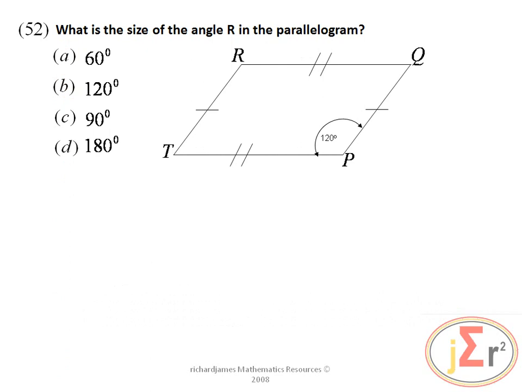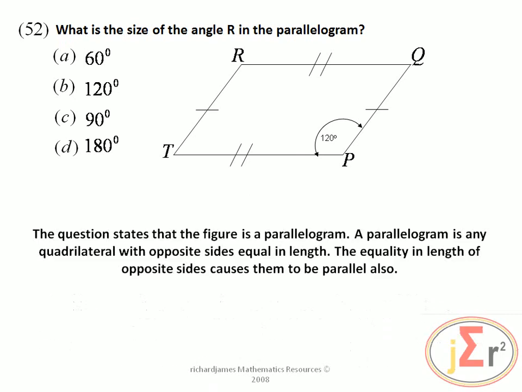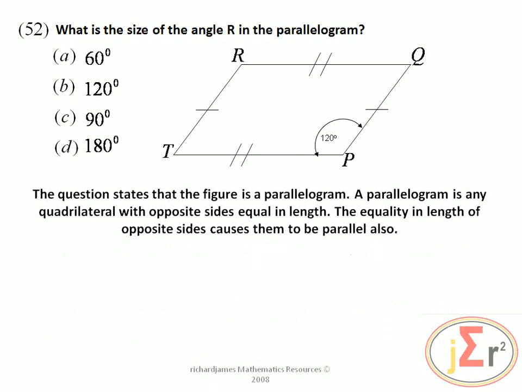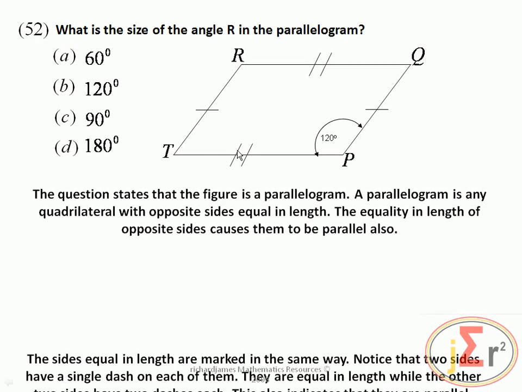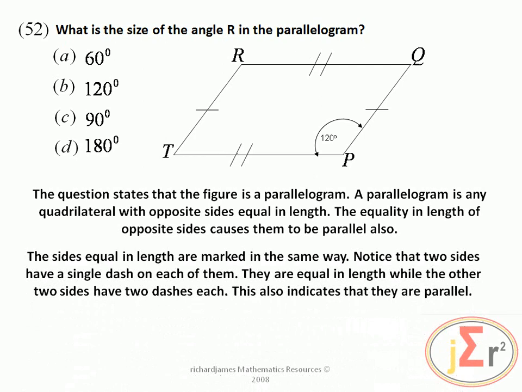What is the size of the angle R in the parallelogram? The question states that the figure is a parallelogram. A parallelogram is any quadrilateral with opposite sides equal in length. The equality in length of opposite sides causes them to be parallel also. The sides equal in length are marked in the same way. So this and this, they are equal in length, so we have a single dash here and a single dash on the other side. These are marked with two dashes. Therefore, these sides are equal in length.